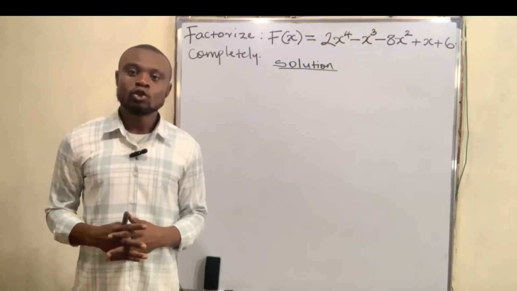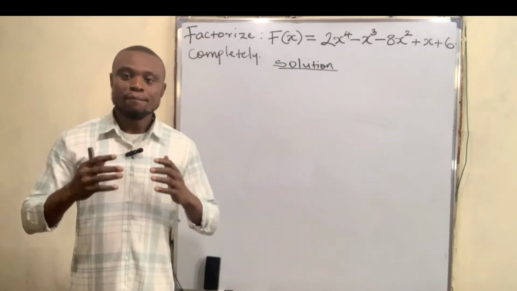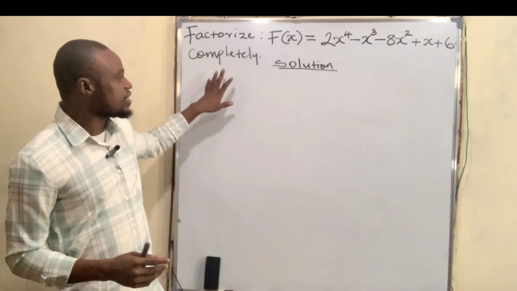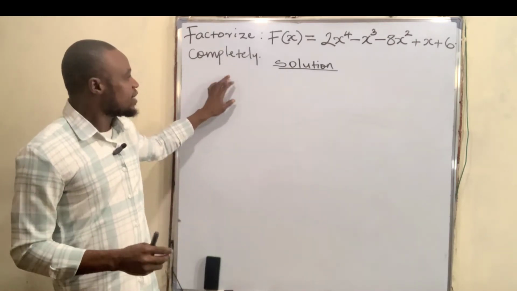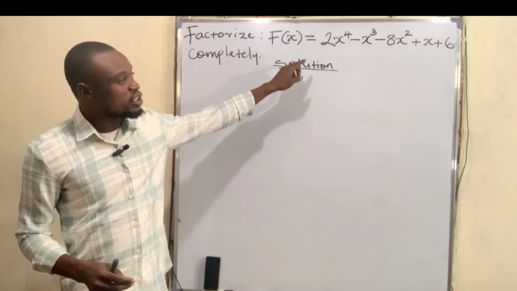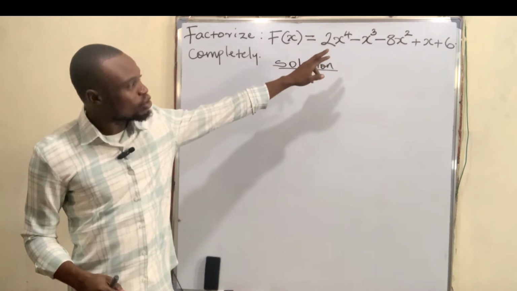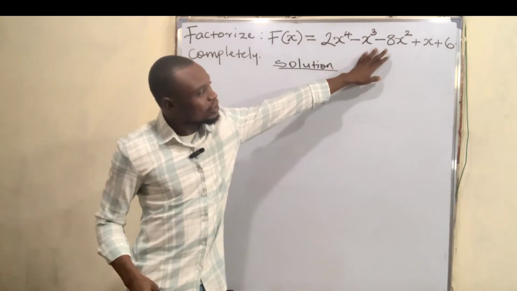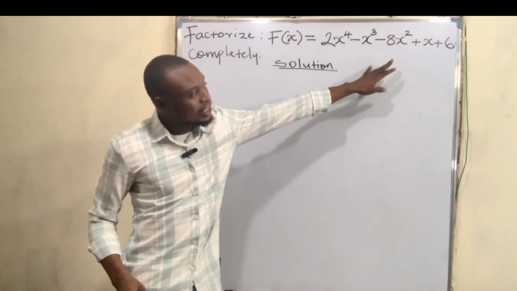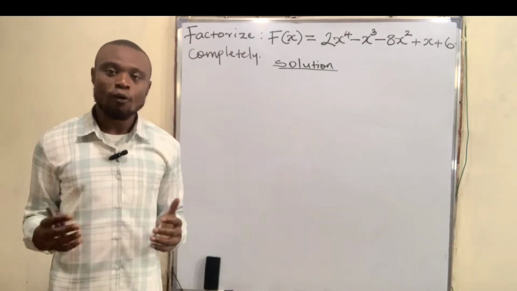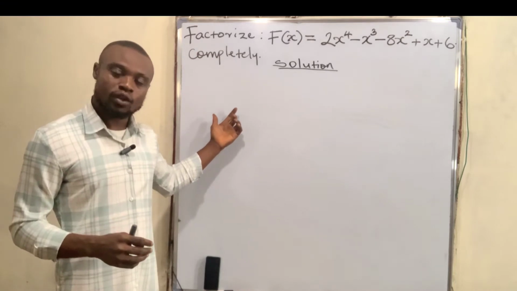Hello, maths lovers. Today I'm going to be explaining a very amazing polynomial called the quartic polynomial using this example on the board that says factorize f of x, which is equal to 2x to the power of 4 minus x to the power of 3 minus 8x to the power of 2 plus x plus 6 completely. So we have to factorize completely this polynomial.